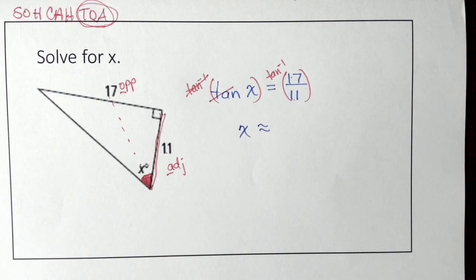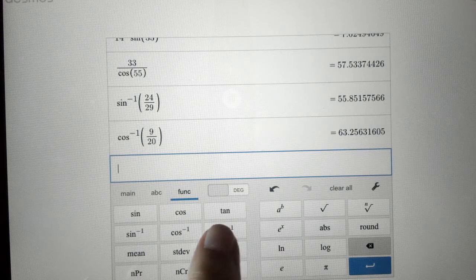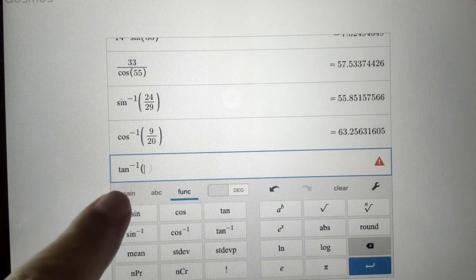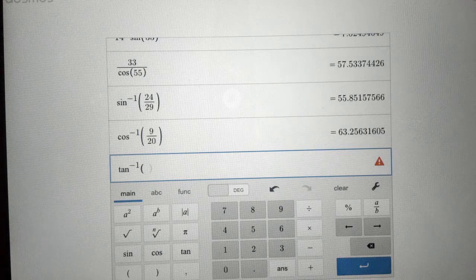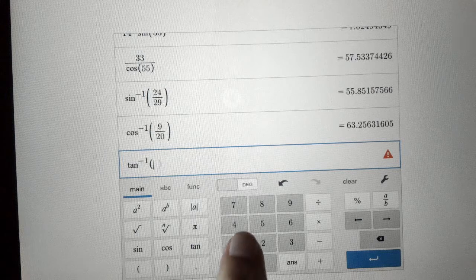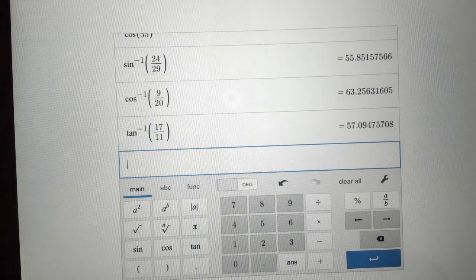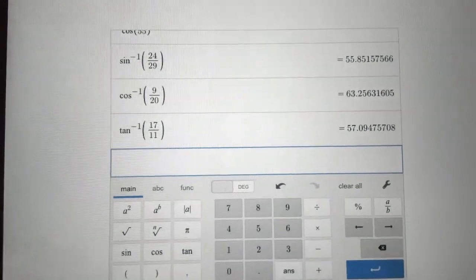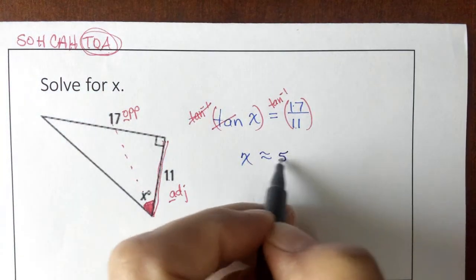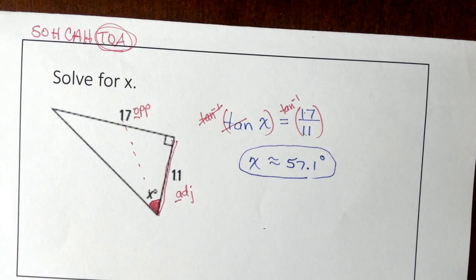So I'm going to skip straight to our little Desmos calculator this time. And let's go to our function menu. Click on inverse tangent. Go back to our main menu for some numbers. And I've already forgotten what my numbers are. 17 over 11. Okay, so 17 divided by 11. And that's 57.1 if we round. So x is about 57.1 degrees, our units.